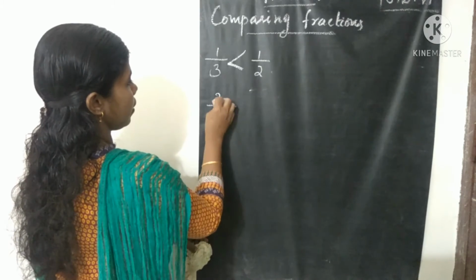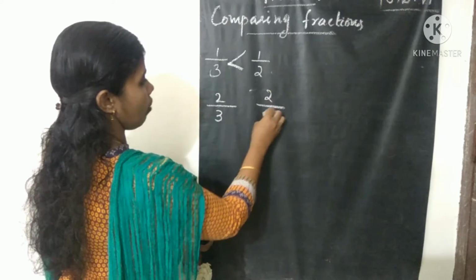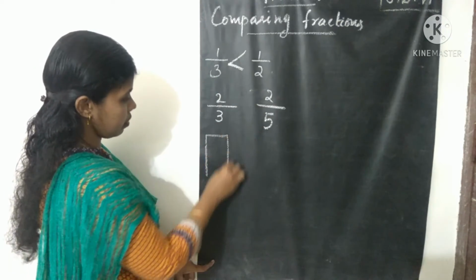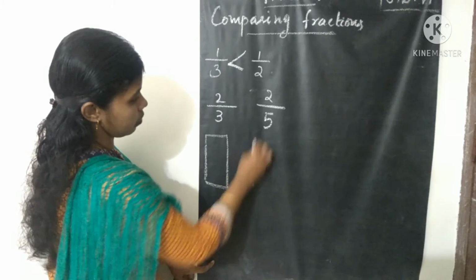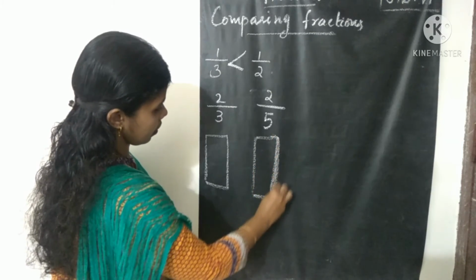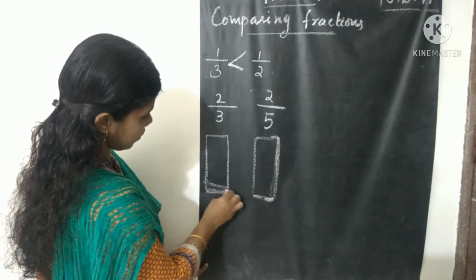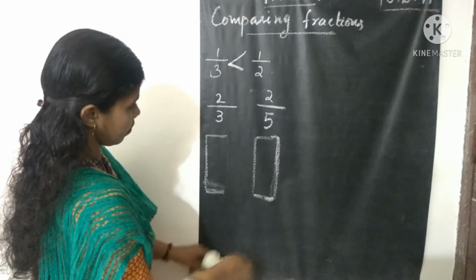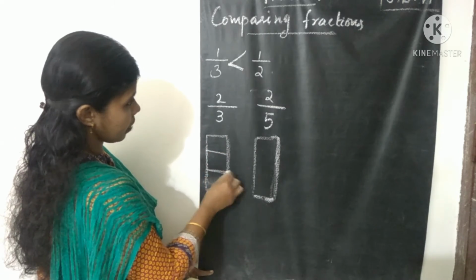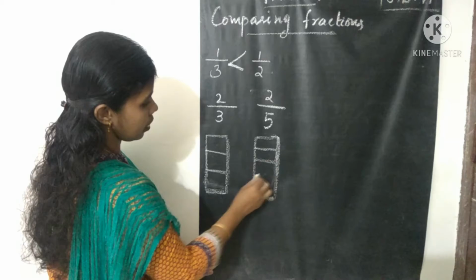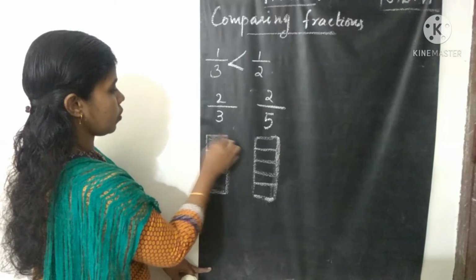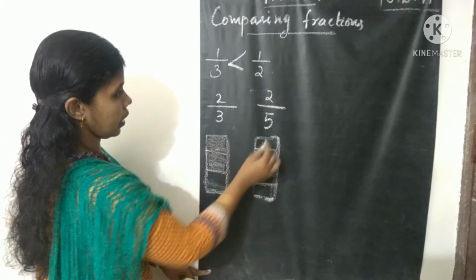2 by 3, 2 by 5. Here the numerators are the same. Now I draw another two bars, the same type of bar, same size and same shape. This one is divided into 3 equal parts, and this one is divided into 5 equal parts: 1, 2, 3, 4, 5. Here how many parts are taken? 2 parts are taken. Here also 2 parts.